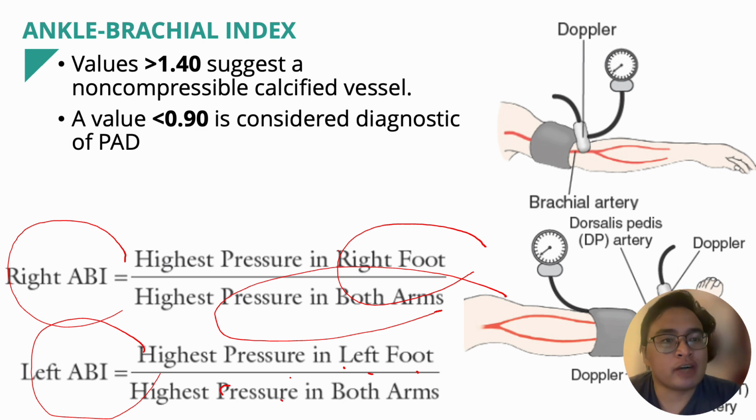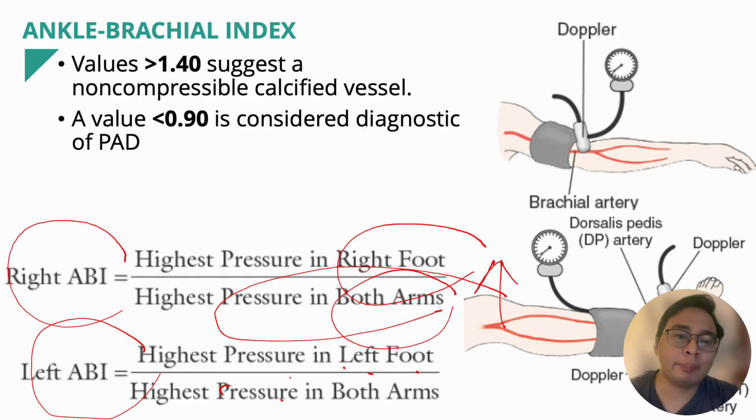Values more than 1.4, meaning increased ankle brachial index, suggest a non-compressible calcified vessel. So you see that mostly among the elderly. However, what's more worrisome is an ankle brachial index of a value less than 0.9, meaning the blood pressure in the arms is much higher compared to the blood pressure in the feet. That's because it's suggestive of peripheral arterial disease. So it's possible that there is an atherosclerotic plaque blocking the arteries going to that foot.